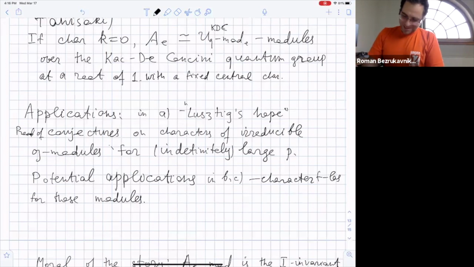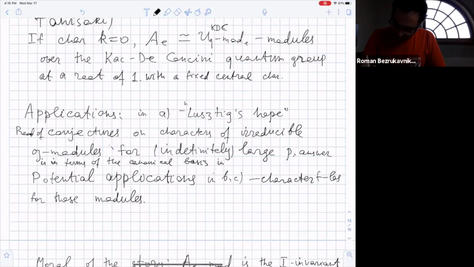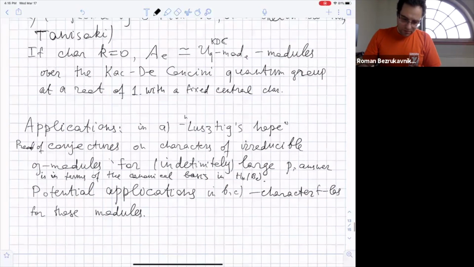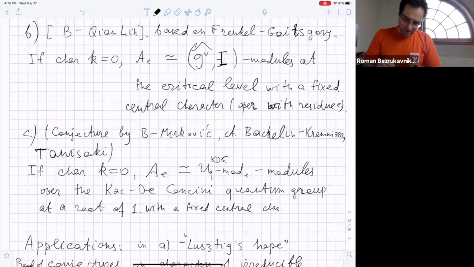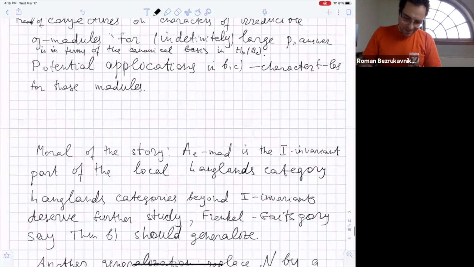So yeah, I certainly will not be recording the conjecture, but just say that the answer is in terms of canonical basis in, well, the Grothendieck group, or you can say homology of the Springer fiber. And there are potential applications to character formulas for affine Lie algebra modules and quantum group modules. So yeah, we can discuss, if people are interested, what is needed to complete this.